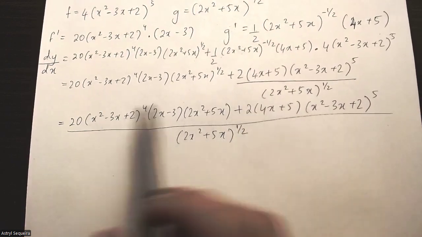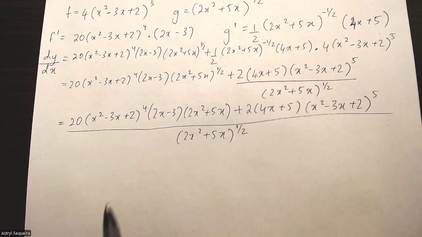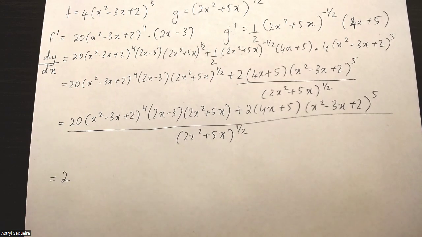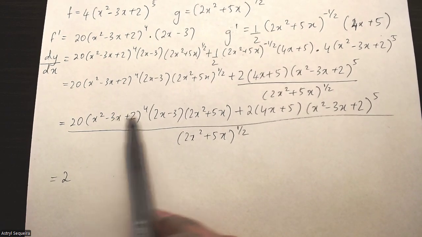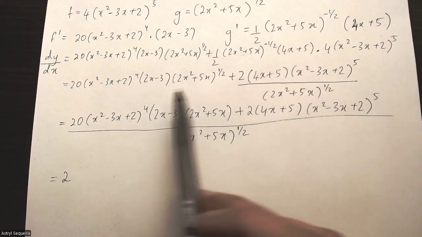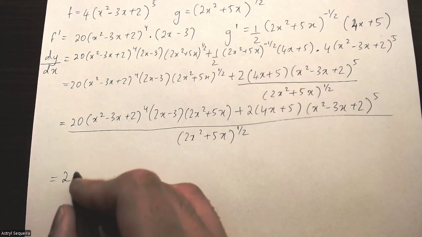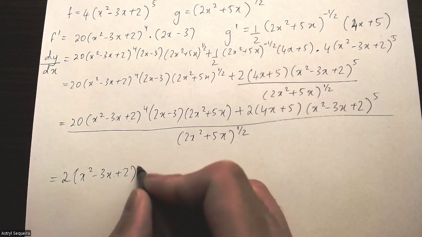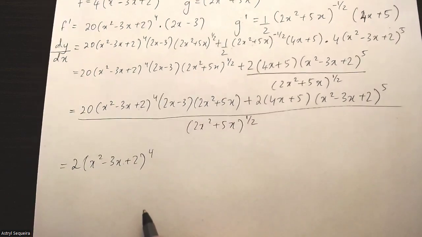Next, I'm going to common factor out the top. So between 20 and 2, my largest common factor is 2. Between these terms, I can only common factor out the trinomial, and I can common factor out to the power of 4. I'm going to common factor out x squared minus 3x plus 2 to the power of 4.